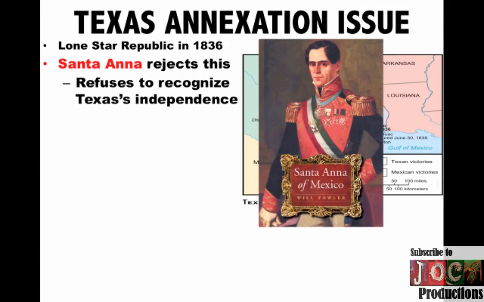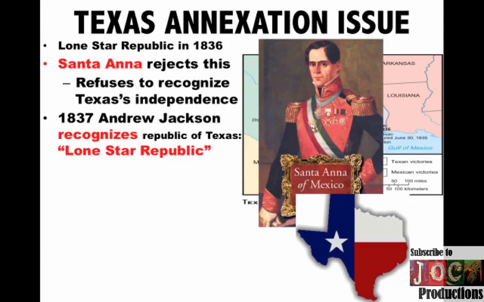Now, as a result of this dispute, the United States really needs to figure out what our policy is going to be towards this new nation, the Lone Star Republic. And Jackson, very quickly following Texas independence, says, hey, we're down with you, and he recognizes the Republic of Texas in 1837. Now, while he recognizes the Republic of Texas, Texas wanted to go a little step further. They wanted the United States to annex them.